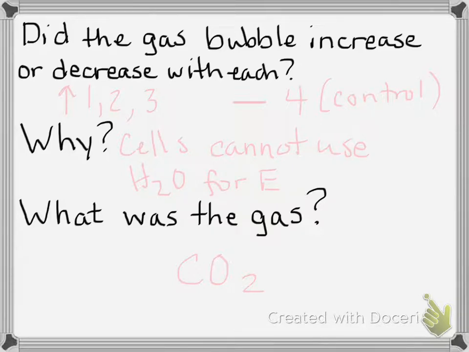3 and 4 tied? No, 2 and 3. I mean 2 and 3. 2 and 3 tied? Okay, so first place was glucose. Second and third place tied were fructose and sucrose. Yes. And dead last was water. Yes. Okay, how come water didn't make the gas? Can yeast cells use water to do cellular respiration? No. Can any cell use water to do cellular respiration? No.